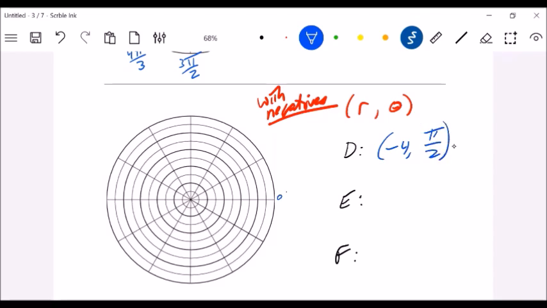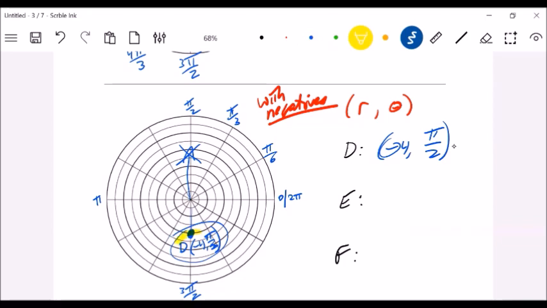So once again, 0 and 2 pi here. 0 and 2 pi. Over here is pi. Here is pi over 2. 3 pi over 2 and pi over 6, pi over 3, and we'll add others as we need them. Well, pi over 2 is this direction, but the negative tells us to go the other direction. 1, 2, 3, 4. And so that means we are actually going here, so that D, which is -4 and pi over 2. Okay. So that is our first answer.